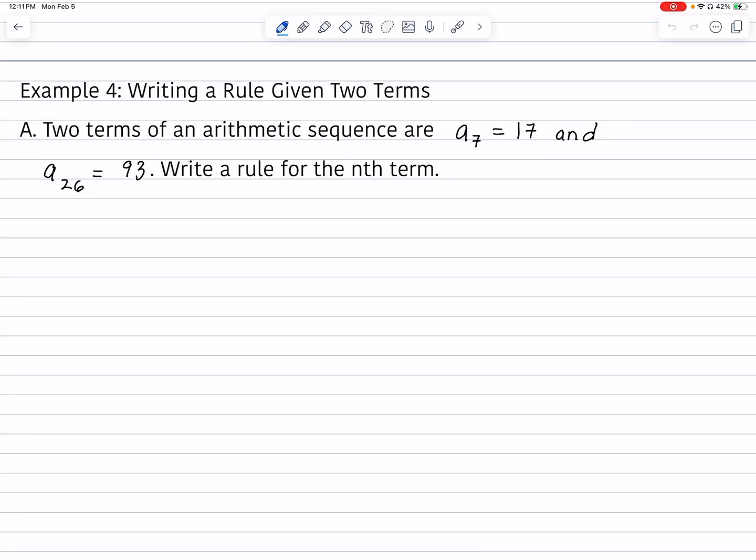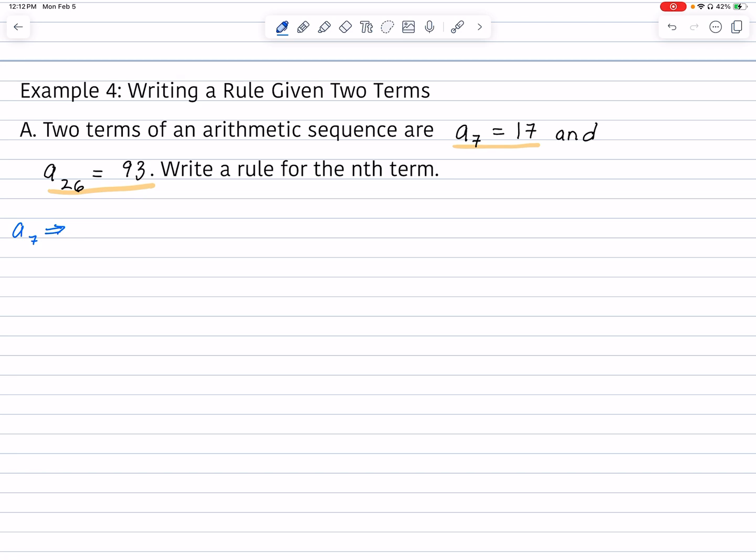Okay, in this example, we are asked to write an arithmetic sequence where we are given the 7th term and the 26th term. So we did this in class, we did this two different ways. So just a reminder, the first, more traditional way is I'm going to write two equations. The first equation is going to be for the 7th term.